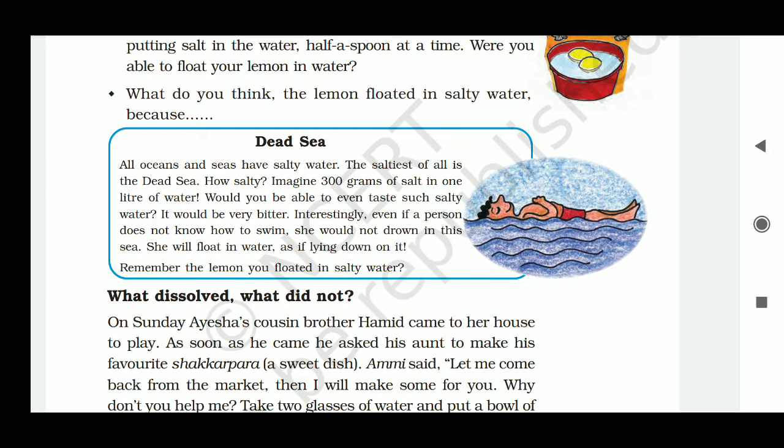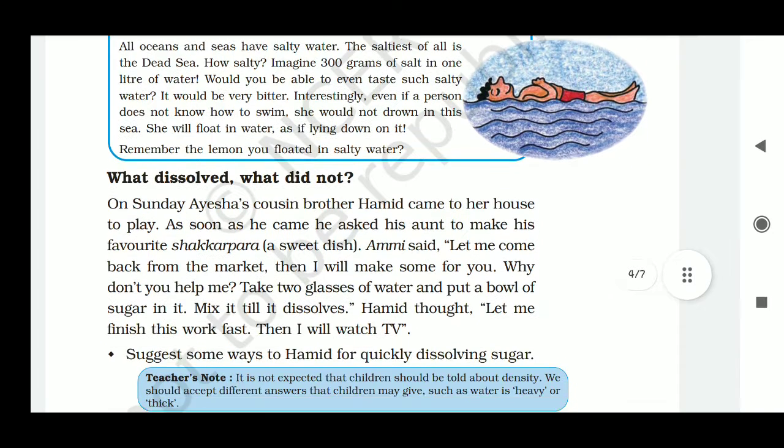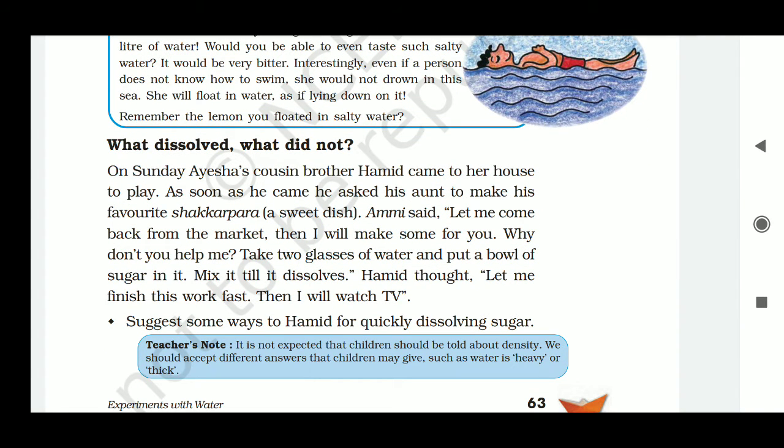On Sunday, Aisha's cousin brother Hamid came to her house to play. As soon as he came, he asked his aunt to make his favorite sakkar para, a sweet dish. Ammi said, "Let me come back from the market, then I will make some for you." So the story continues about Aisha, who was playing with her brother, and her brother was requesting her to make it.